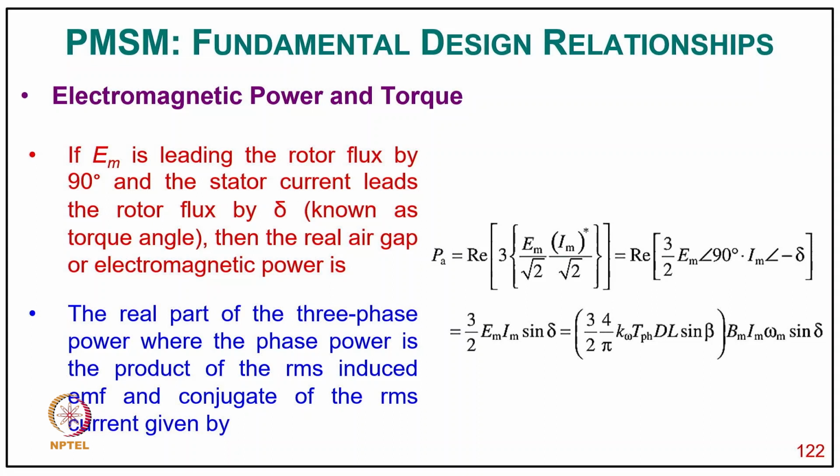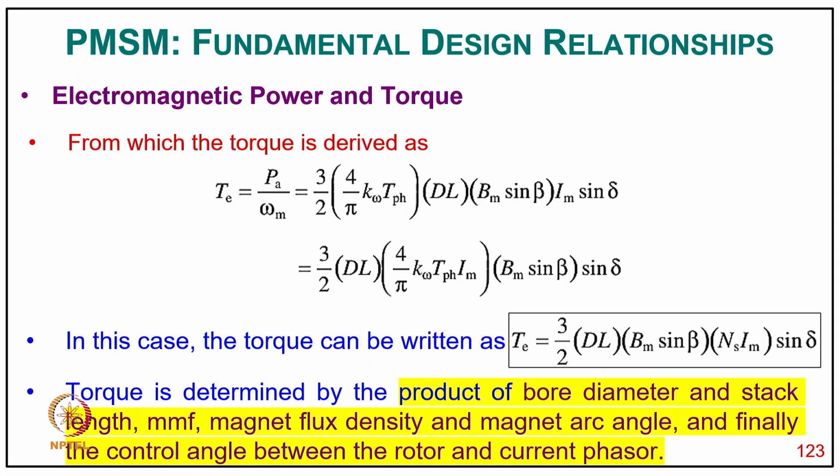So this is the real part of the three phase power, where the phasor power is the product of the RMS induced EMF and the conjugate of the RMS current. From this the torque is derived: T equal to P upon omega, that is 3 by 2 into 4 by pi Kw Tph dl Bm sin beta Im sin delta, equal to 3 by 2 dl 4 upon pi Kw Tph Im Bm sin beta into sin delta.